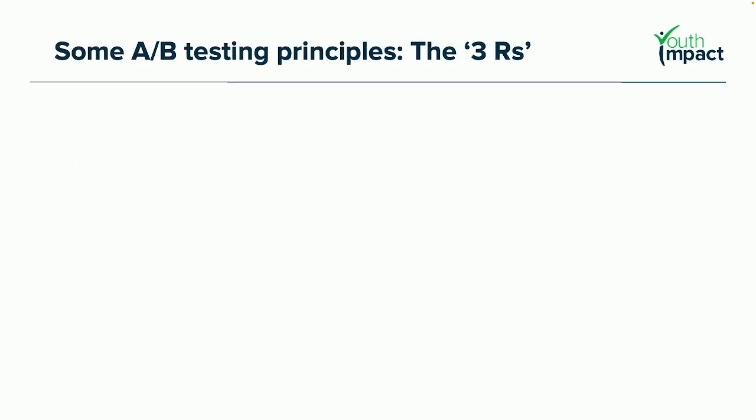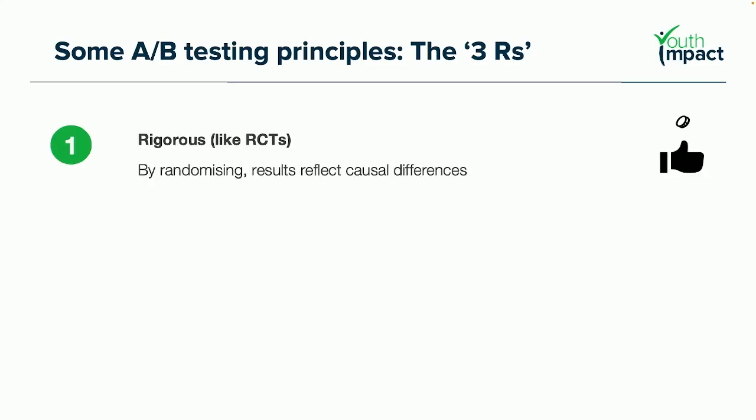So A/B testing is done by different organizations who interpret it slightly differently. So let me just describe to you how we are interpreting it and describing it. We have some principles that we've called the 3 R's. So A/B testing is rigorous. So like randomized control trials, you're doing a coin flip, you're randomizing people or clinics or schools into group A or group B. And because it's randomized, that means any difference in outcomes is causal.